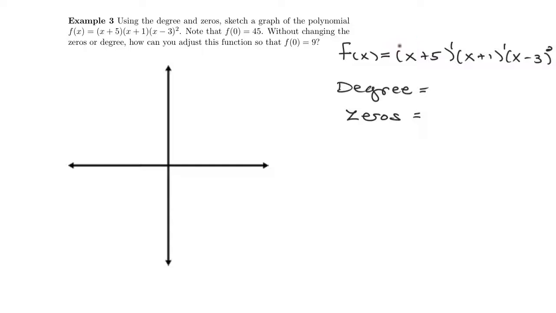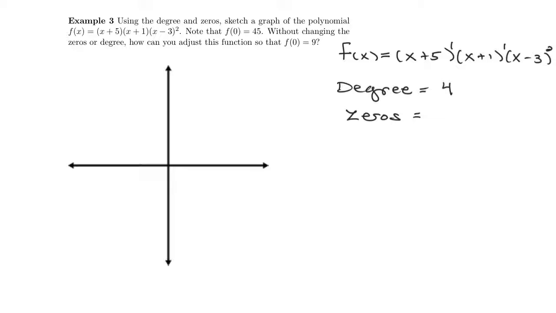If I look at this equation, what is the degree? Again, if I multiply all this together, what is the largest exponent on x? It's going to be 1 plus 1 plus 2, which is 4. If you multiply all this together, you're going to get an x to the 4th. So I'll put a 4 here.